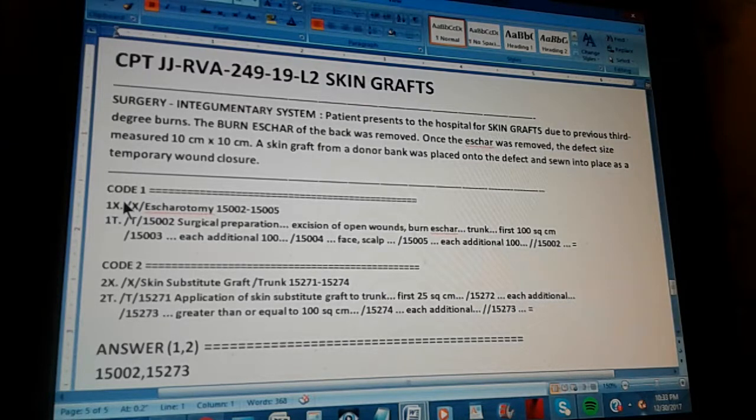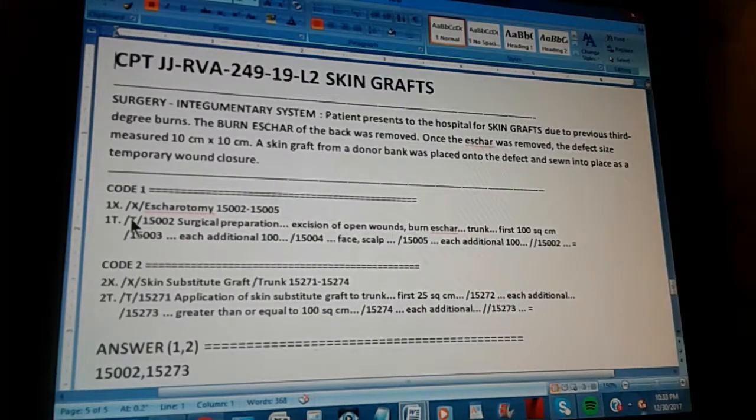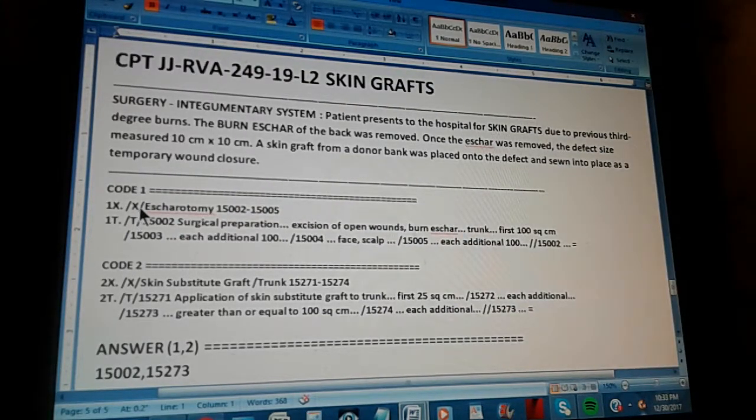The first code is the taking out of the scar, right? So that's the escharotomy, right? So the first code, you find the first code through the index like this. First you go to the index. Then you start with E of escharotomy. Yeah, you go to the letter E because the index is A, B, C, D. You go to the letter E and you find escharotomy, which is excision of the scar.